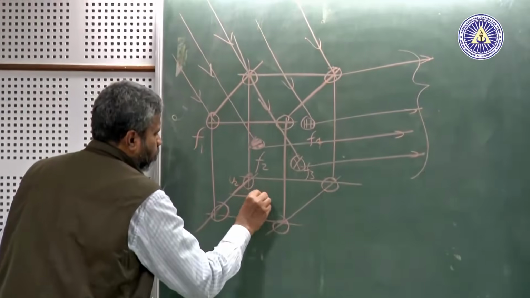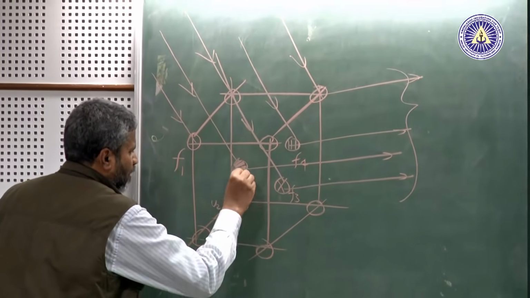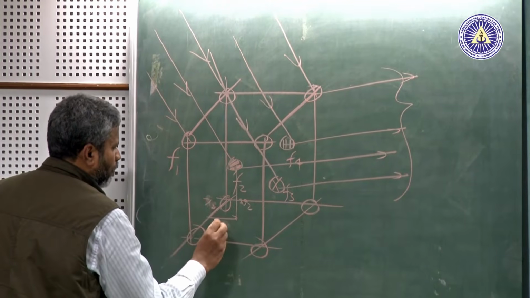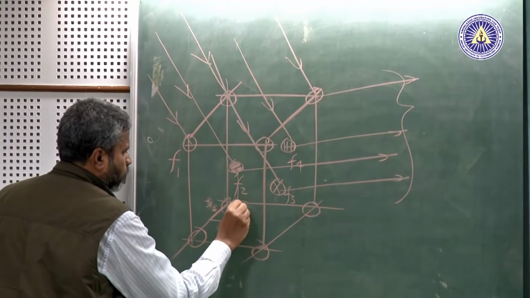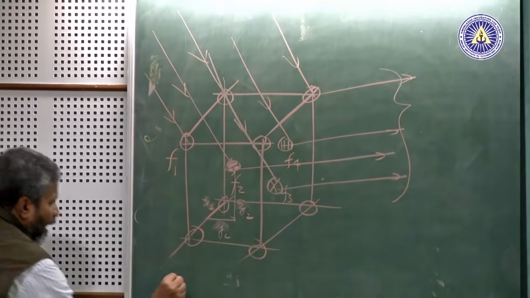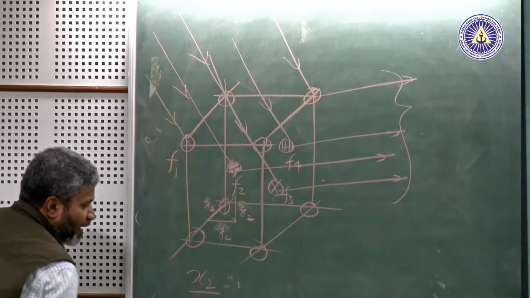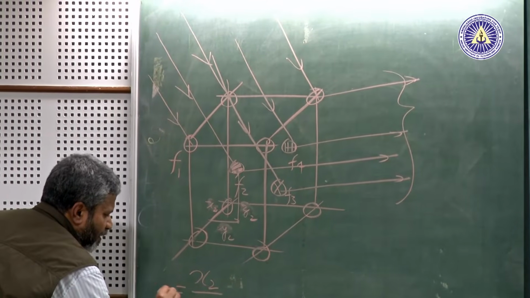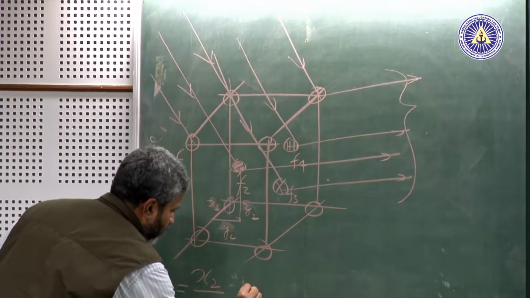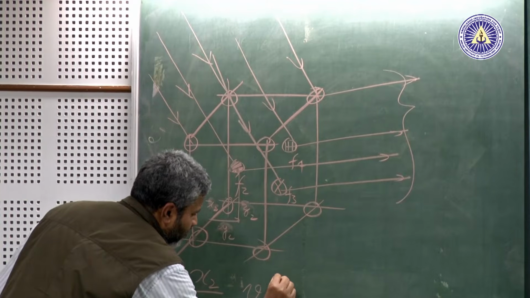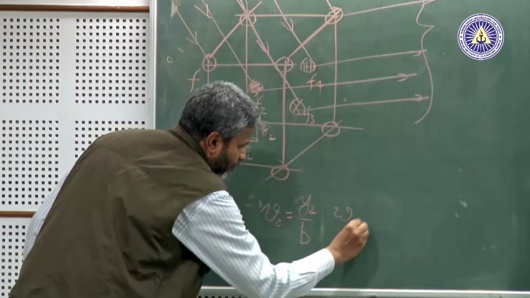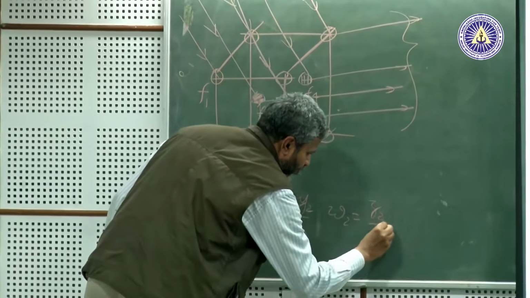So u2, v2 and w2. Let me write x2, y2 and z2. x2, y2, z2 is the coordinate of the atom in this position, and if I divide x2 by the a parameter, that is what is called the fractional coordinate u2. So u2 is x2 by a, v2 is y2 by b, and w2 is z2 by c.